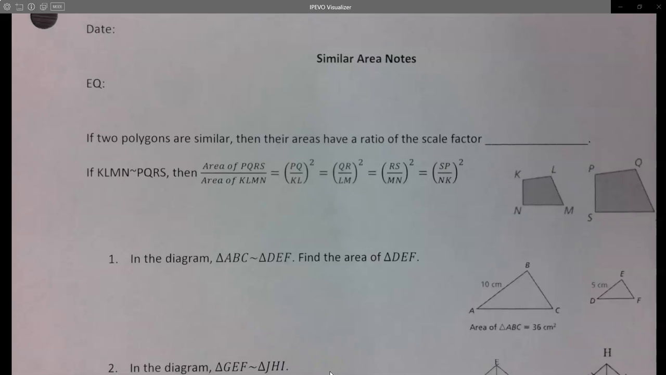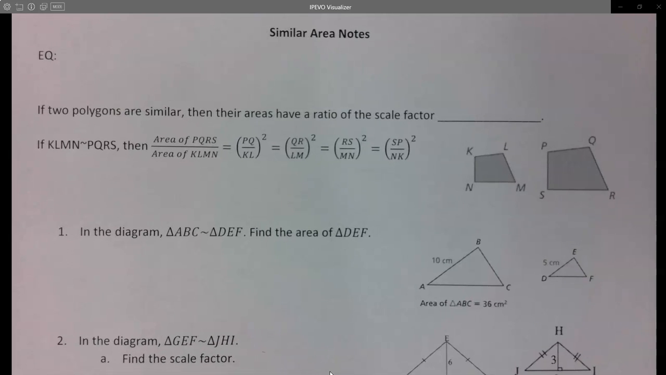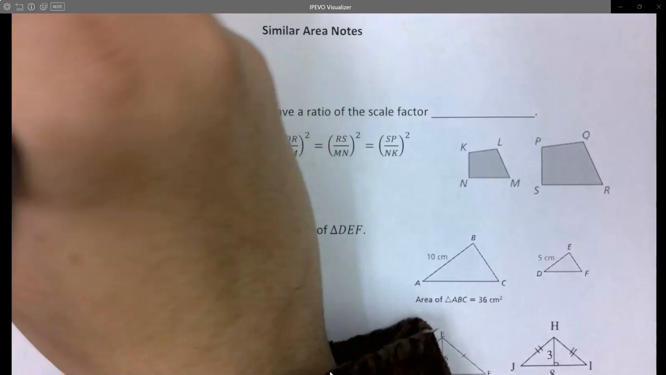Okay, so today we are doing similar area. So my essential question is, how do I use scale factor to find area?